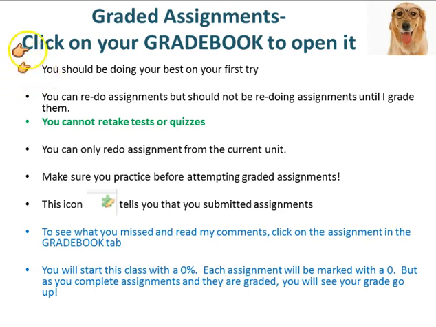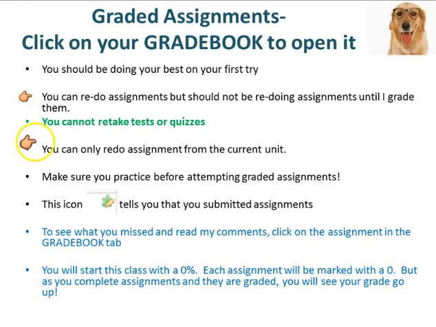So make sure that you're checking your overall grade by clicking on your Grades tab and looking to see how you're doing in the class. And then just some reminders: make sure you're trying to do your best on your first try. You can do this by making sure you practice the practice problems before you attempt a graded assignment. Make sure you're going through all the lessons in order and learning the material before you try an assignment.